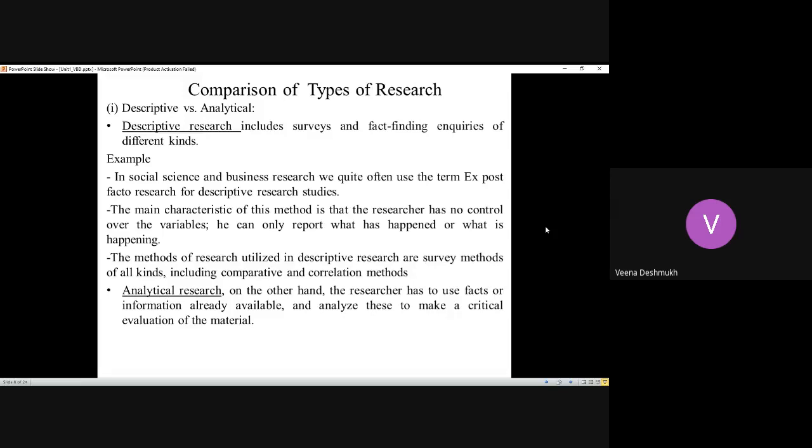So the methods of research utilized in descriptive research are survey methods of all kinds. This survey method also has different varieties. We have discussed the exit poll, the prediction of election results, where a section of people is caught and you start asking questions like whom did you vote for, why did you vote. Again, similar questions are asked in some other area. So that is one type of survey where you take direct input from the site. This is one way.